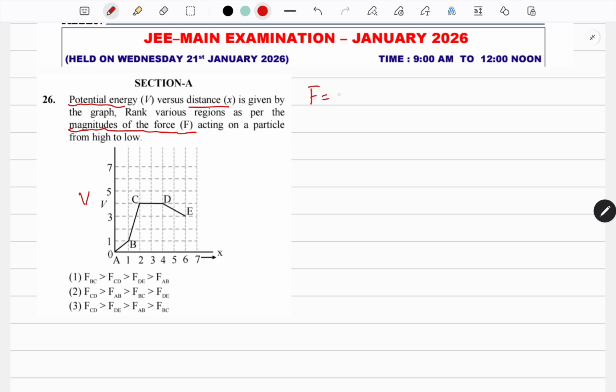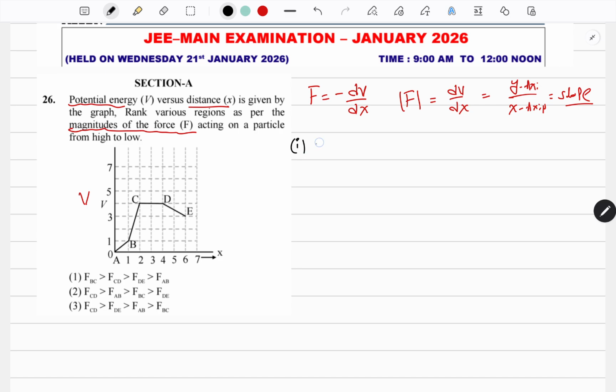This is the relation, that is F equals minus dV by dx. So the magnitude, mod of this, is equal to dV by dx. dV means what? This is the y axis, this one is the x axis. So y axis by x axis means slope. So now you have to calculate the slope.